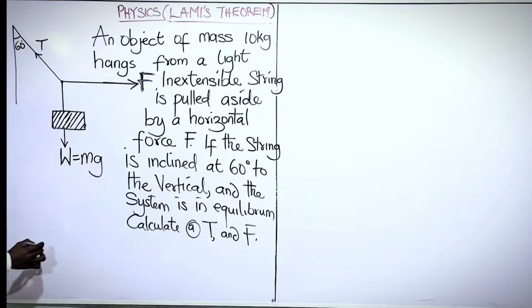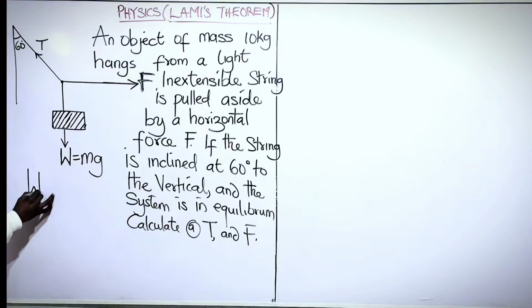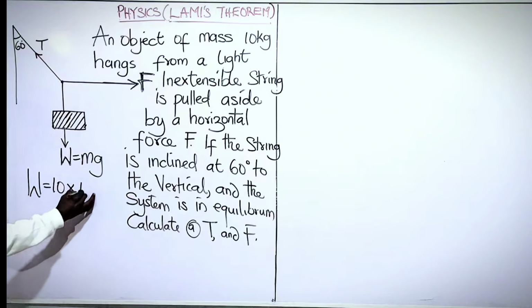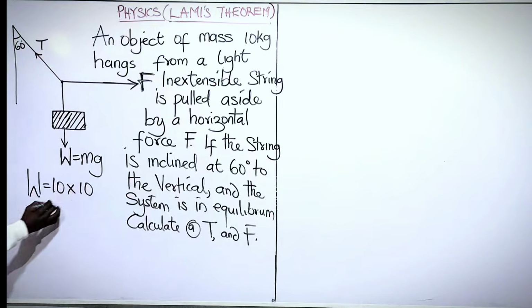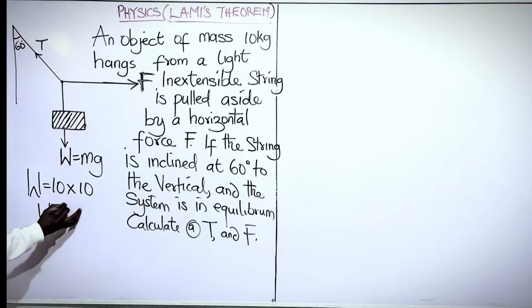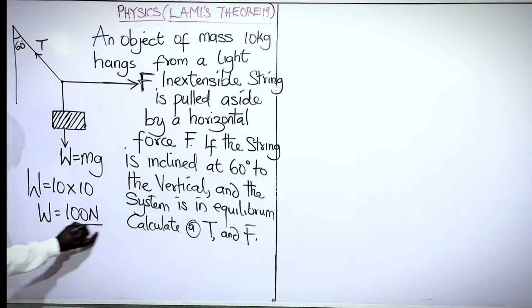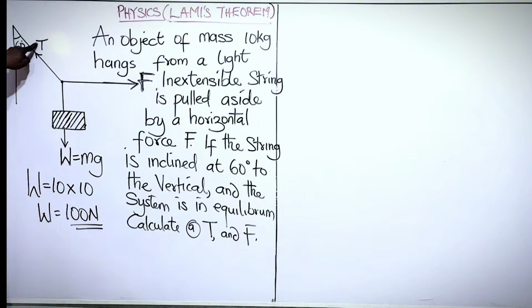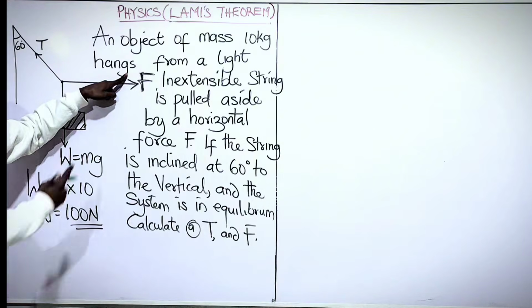We should know this by now. So we can say the weight is the mass, 10 kg, times g, which is 10, and the weight becomes 100 Newton. That's for the weight. So we are meant to find the value of T and the value of F in this given question.